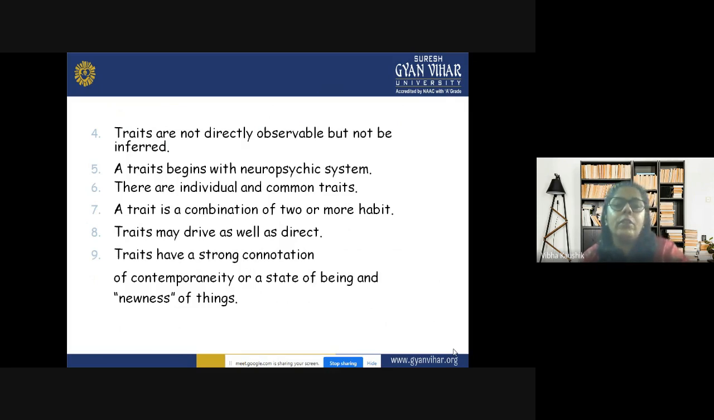Traits begin with neuropsychic systems. Means a particular trait begins with the neuropsychic system of an individual. There are individual traits and common traits. A trait is a combination of two or more habits of a particular individual. Traits may drive as well as direct human behavior. Traits have a strong connotation of contemporaneity, a state of being and newness of things.